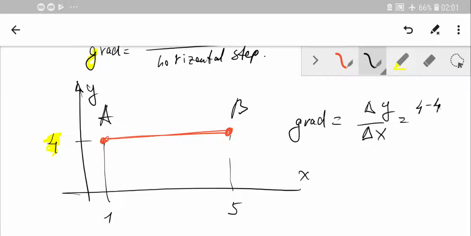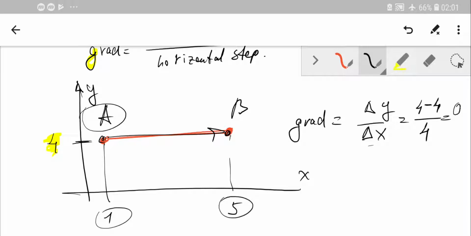Okay, so what we have is nothing changing along the y-axis. So indeed, those points are at the same level. And for the change in x, if we start from A and move here, it's 5 minus 1, right? It's 4. So actually it's 0 over 4. The gradient is 0. So the steepness of the line is 0, and indeed the gradient for this line is 0. This line is not steep at all.